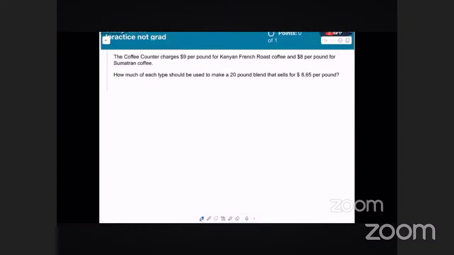Now we want, okay. So what are we doing? Kenyan and Sumatra, right? So we know we're going to let K be the number of pounds of Kenyan French roast plus S be the number of pounds of Sumatran, and that should total 20 pounds altogether, right? And then we're also given $9 per pound of Kenyan French roast, so we're going to say 9 times K plus $8 per pound, so that's going to be 8 times S.